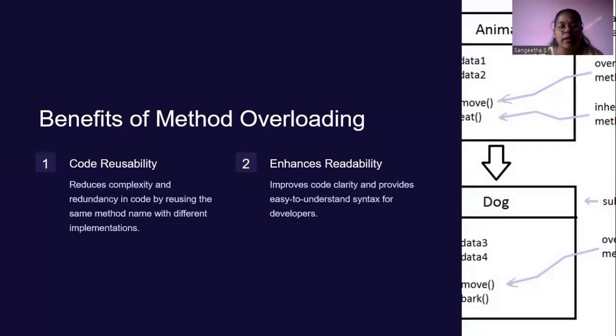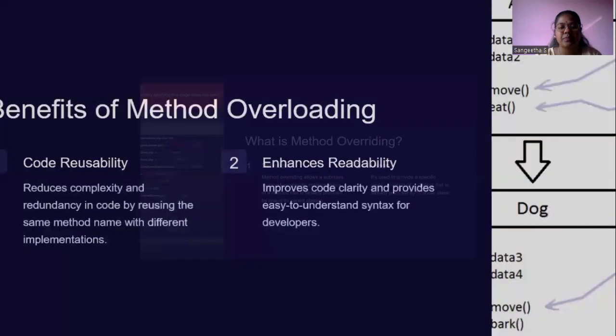Benefits of method overloading. Code reusability reduces complexity and redundancy in code by reusing the same method name with different implementations. Enhances readability, improves code clarity and provides easy to understand syntax for developers.